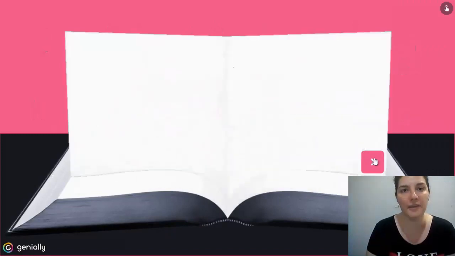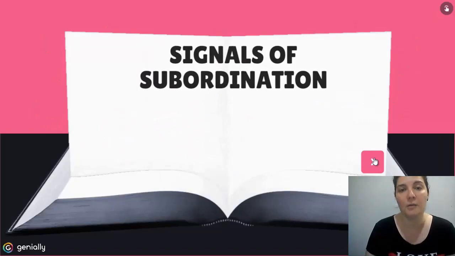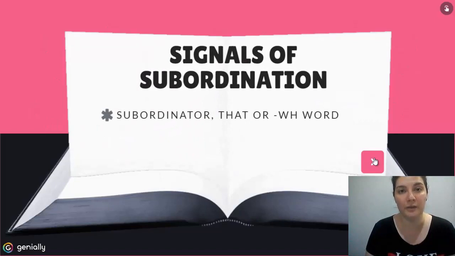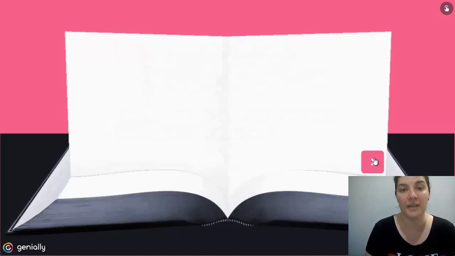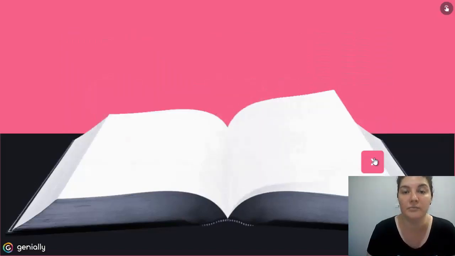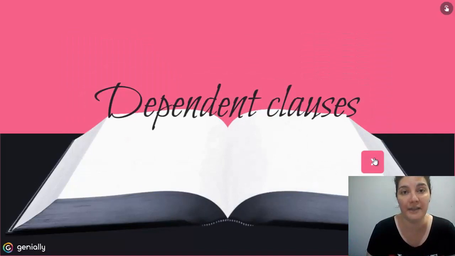How do we recognize a dependent clause or a subordinate clause? Well, there are some signals we can follow or we can consider to find subordinate or dependent clauses. Those are clauses beginning with a subordinator, a that word, or a WH word. Another thing we can consider are those clauses beginning with a non-finite verb phrase. These non-finite verb phrases are those which lack modality or tense, and they can be to infinitives, ed clauses, ing clauses, or verbless clauses.